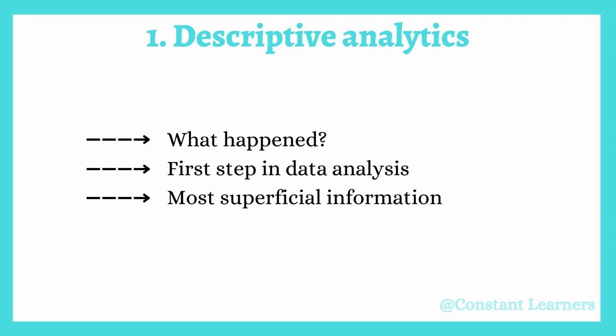Now, descriptive analysis is used to answer the question, what happened? So, when we are trying to understand the answer to the question, what happened, we use descriptive analysis. This is usually the first step in data analysis, and this is the most superficial information that we can get from the data that we have collected. So, this is not a very in-depth or detailed kind of analysis. This is just a very superficial analysis of the data, and this is usually the first step, right?